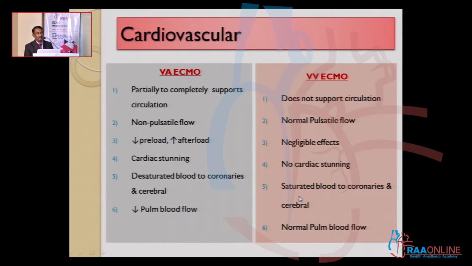Since the mixing happens at the atrial level, usually the blood that circulates to the coronaries and the cerebral circulation will maintain that minimal saturation of whatever we get, 80-85% minimum. Then in the veno-arterial ECMO, since we drain the blood, we decrease the pulmonary blood flow, whereas in the veno-venous ECMO, the pulmonary blood flow will be normal. So these are the major differences between the veno-arterial and veno-venous ECMOs.